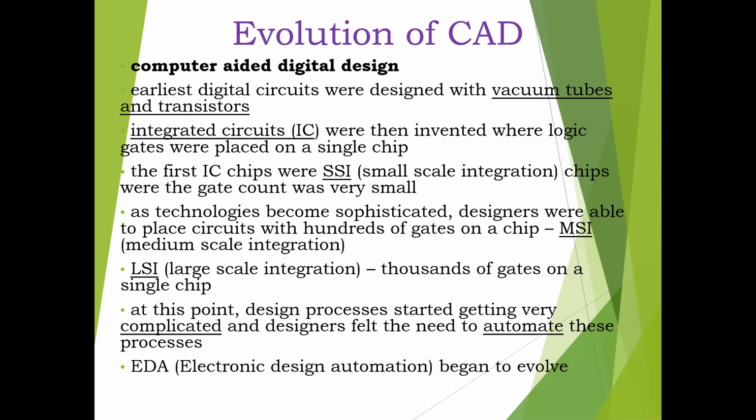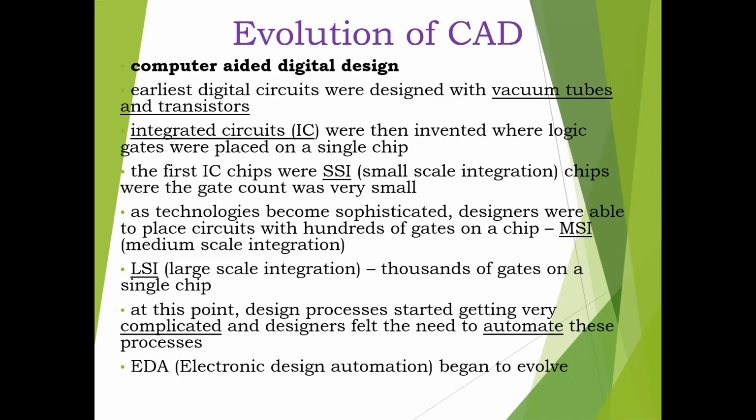The earliest digital circuits were designed with vacuum tubes and transistors. Before digital, there was analog. Still today analog is there, but the majority of the processing is done by digital circuits, and these digital circuits were earlier designed with vacuum tubes. Previous PCs, computers, and TVs used vacuum tubes. And in 1948, transistors came into the picture, which revolutionized the semiconductor industry.